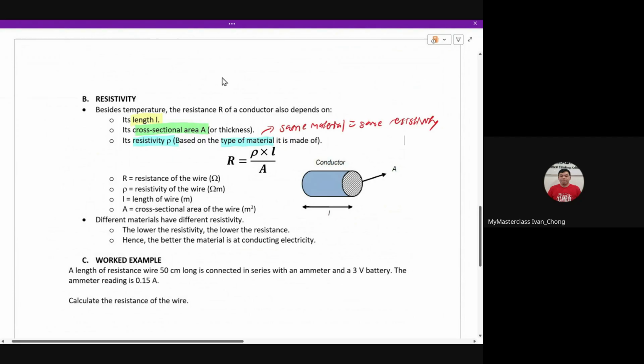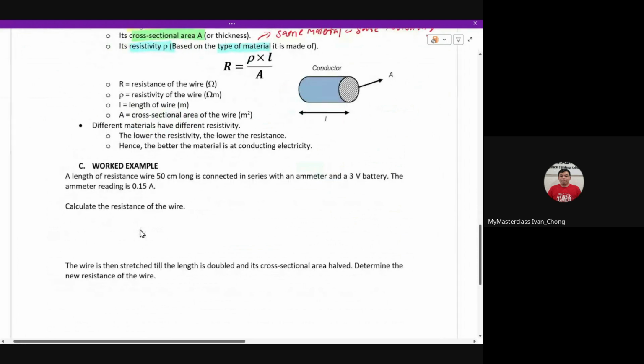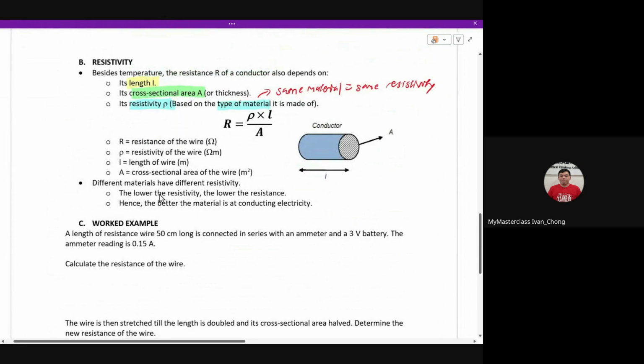If I use the same material, copper and copper, same resistivity, so we're not going to be affected by it. But if you use silver and copper, they will have different resistivity. Do take note of this. You can see the relationship down here: the lower the resistivity, the lower the resistance.